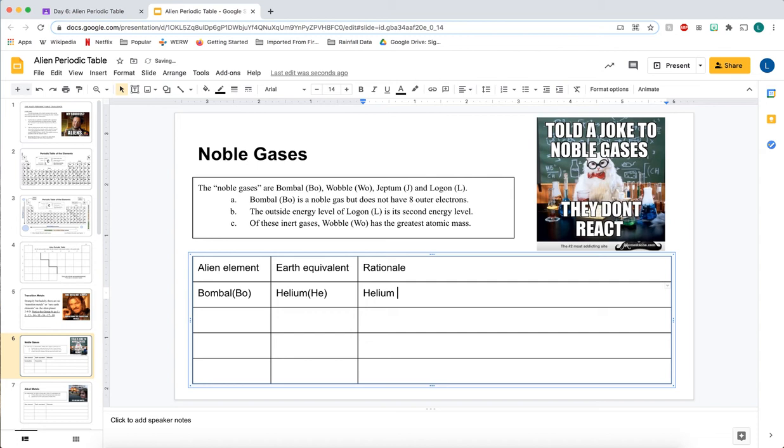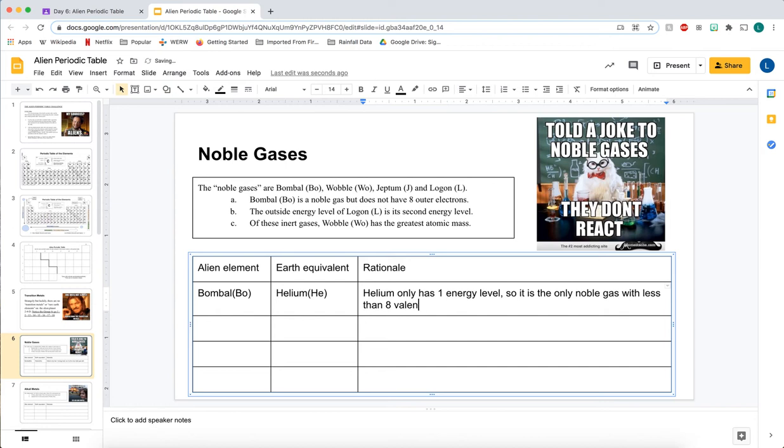Rationale: helium only has 1 energy level, so it is the only noble gas with less than 8 valence electrons. So nice, short, sweet, to the point answer. I use my academic vocabulary. I cite valence electrons. I cite the 1 energy level, explaining why helium and Bomble must be the same element.